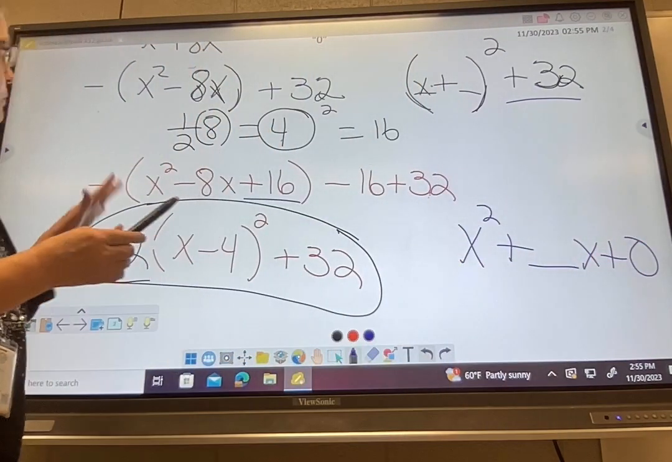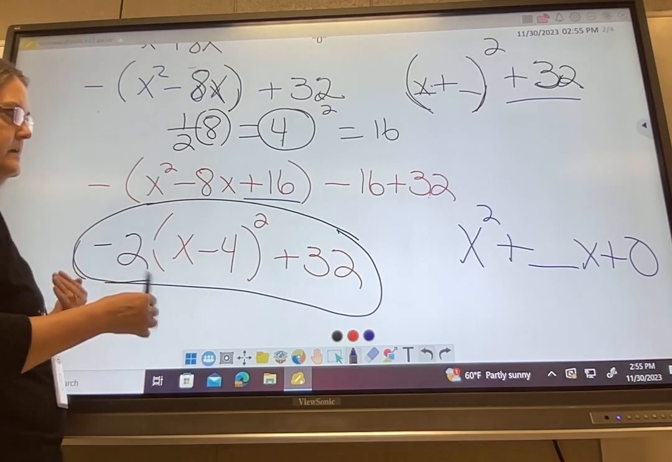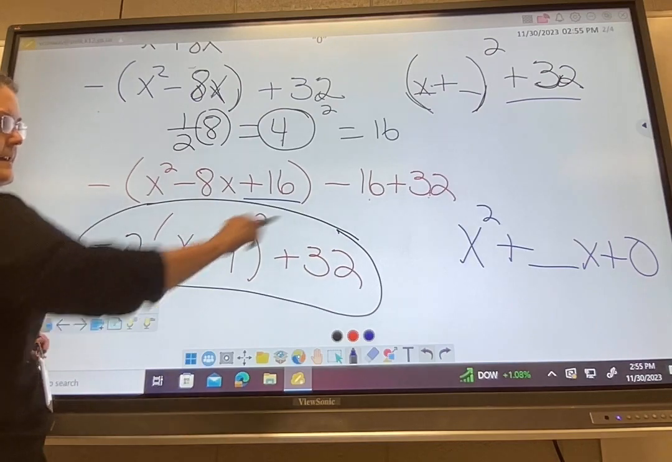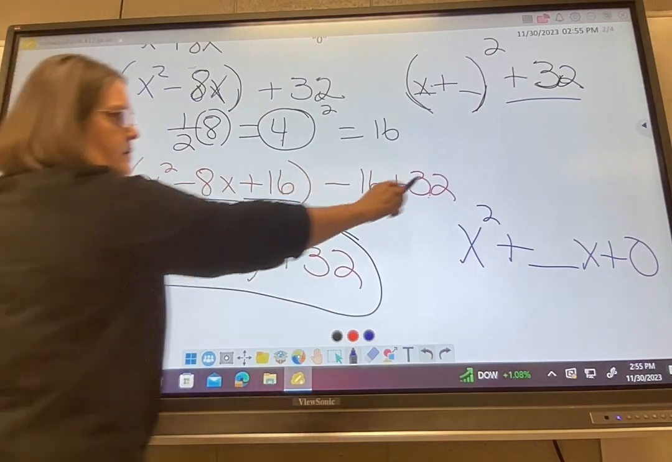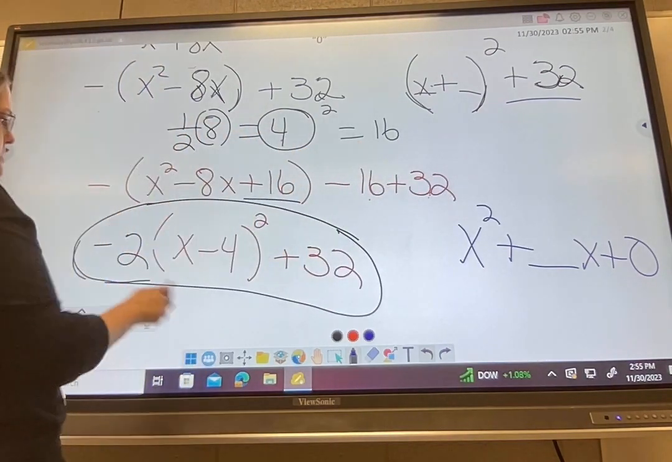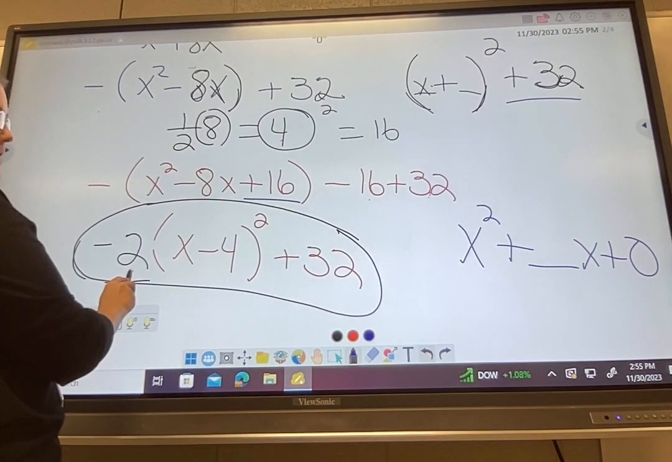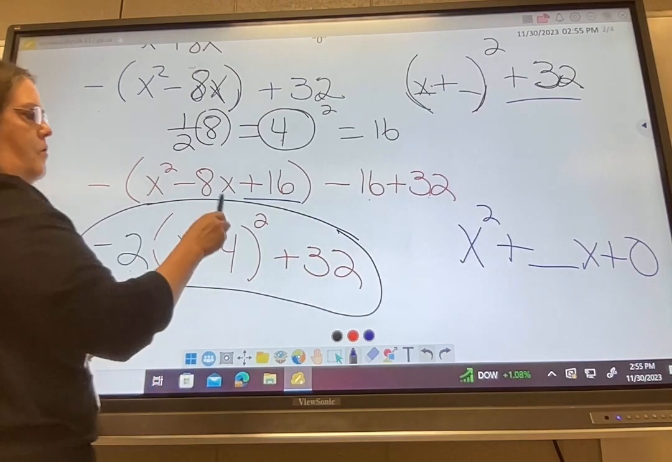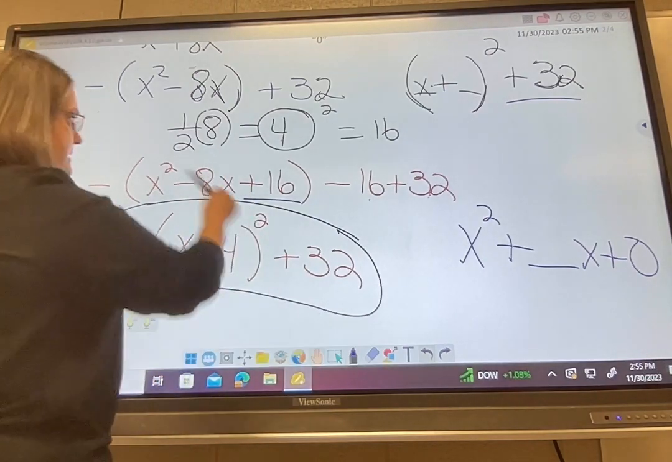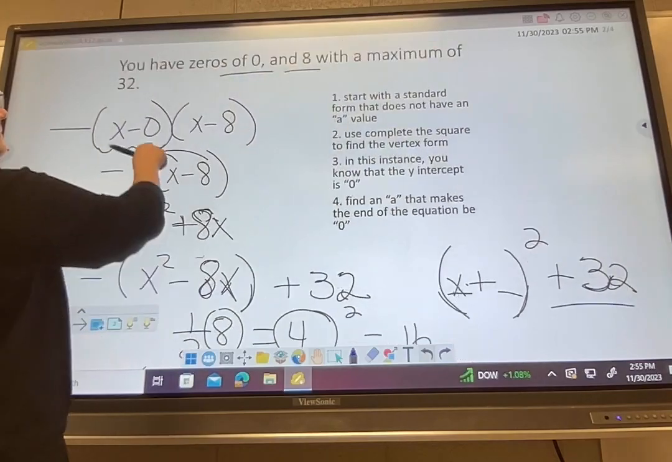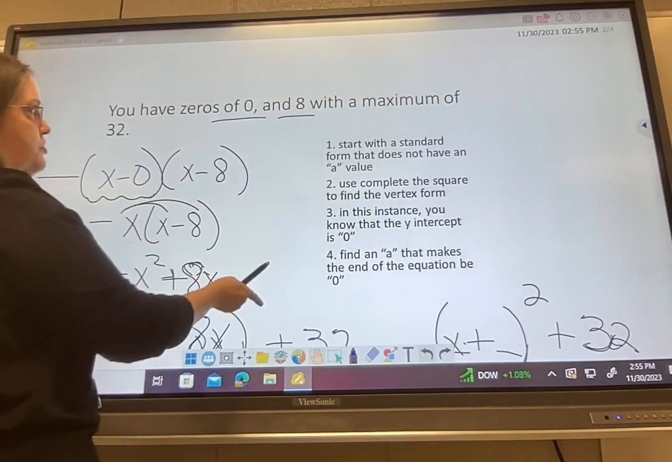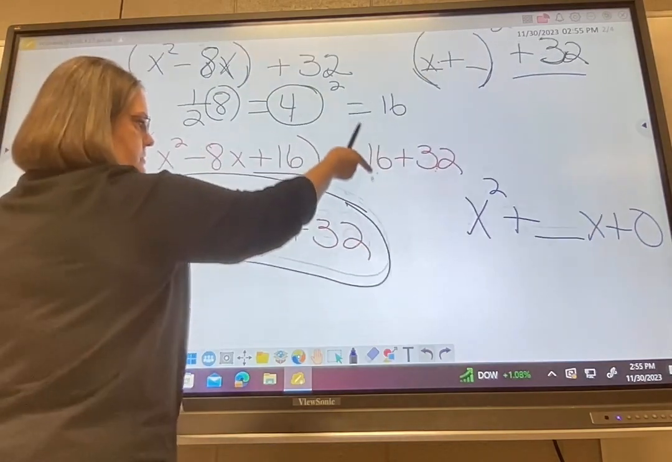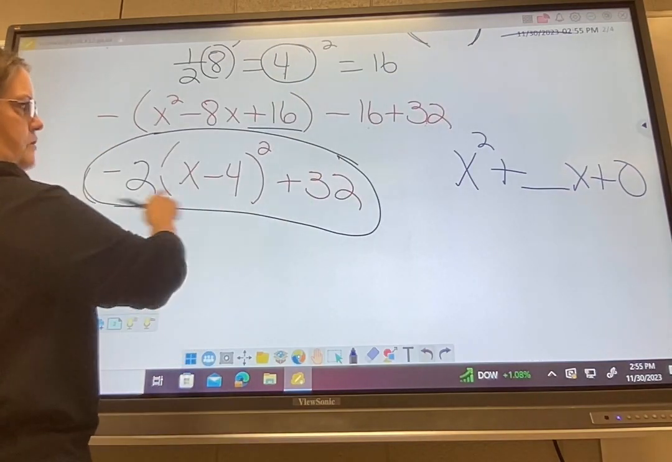So I've got to think, this is where the a comes in. What do I need to multiply this 16 by in order to make it negative 32? Well, 16 goes into 32 two times. So I put myself a negative 2 here. And now I've got it in the perfect format for using this maximum right here and making sure that I end up with 8 and 0 as zeros. So this is the vertex form.